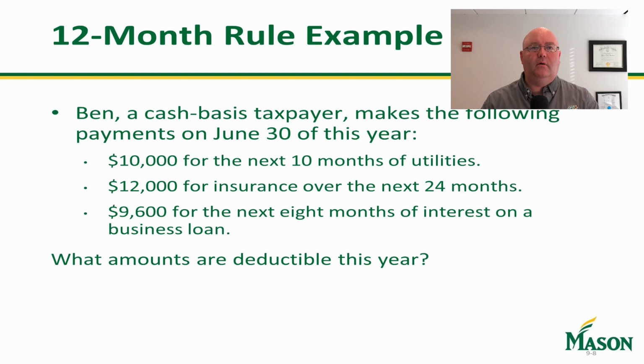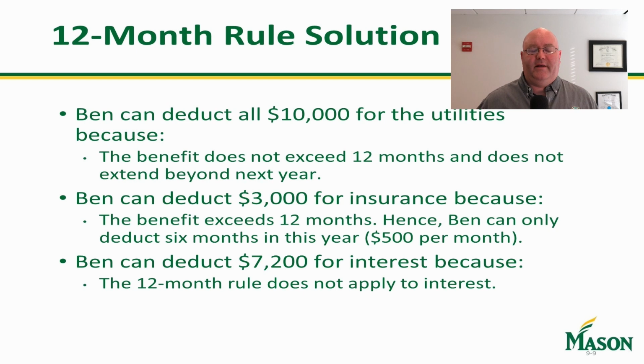12-month rule example. Ben's a cash basis taxpayer and makes the following payments on June 30th of this year: $10,000 for the next 10 months of utilities, $12,000 for insurance over the next 24 months, $9,600 for the next 8 months of interest. Go ahead and hit pause and make up your answer. So this is the answer. I hope you got it right. And if you didn't, go back, reread what I said about what the 12-month rule is, and then come back and try to get that figured out.